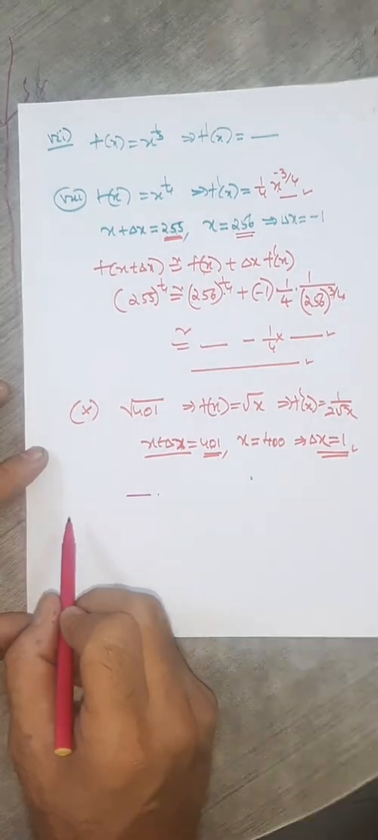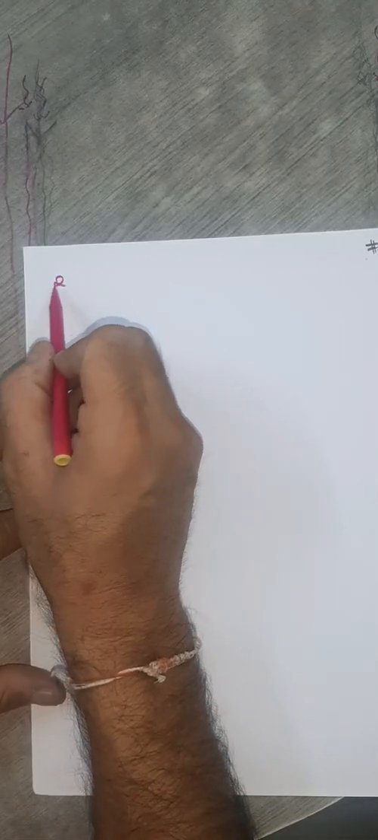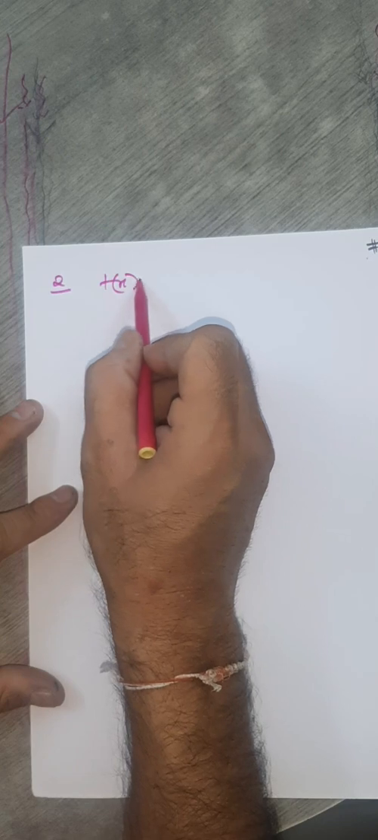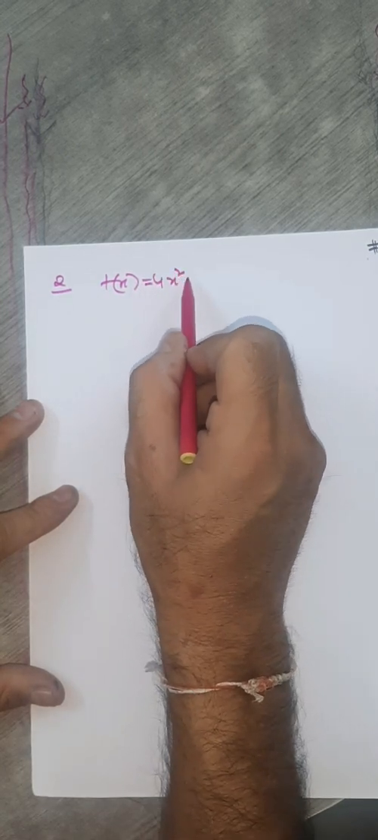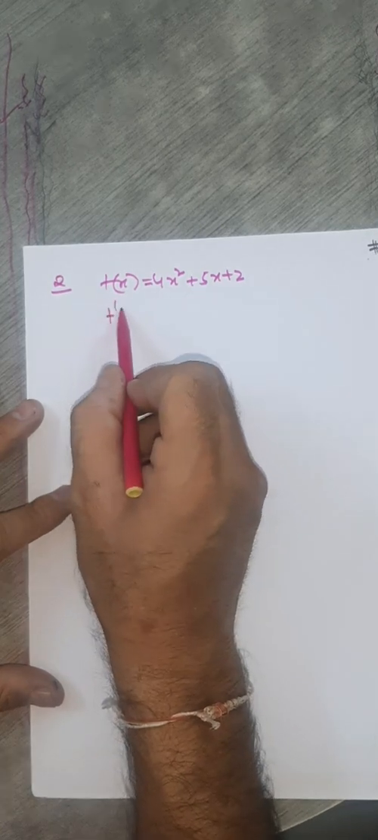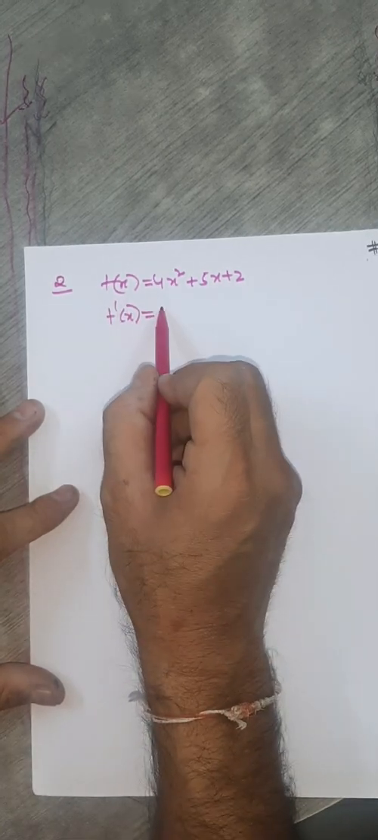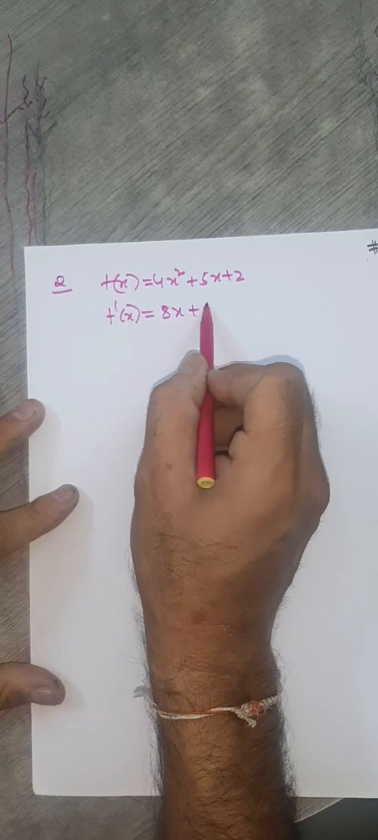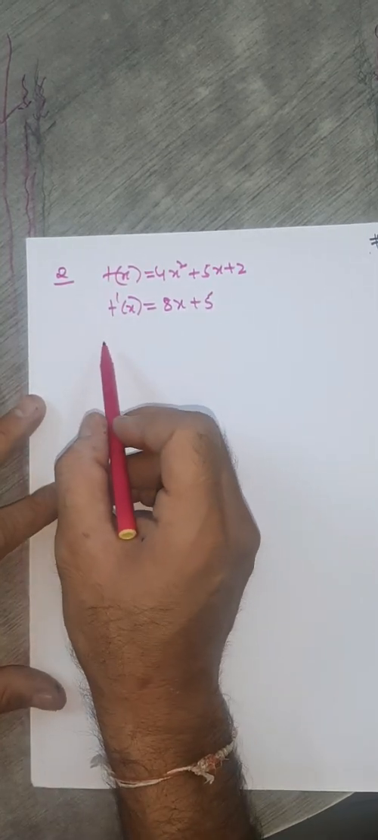So in the same way I think you can try the remaining questions. I'll directly go to question number 2 now. Second question. Main question 2. It's the same question, just the language is different. The function is already given to you: 4x squared plus 5x plus 2. In earlier questions you were deciding this. You need its derivative. So the derivative will be 8x plus 5.